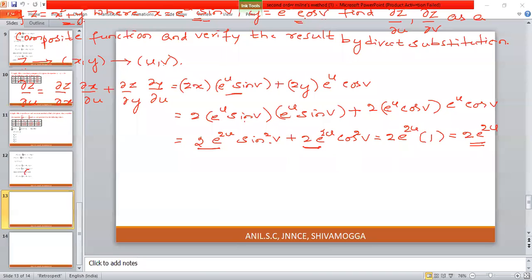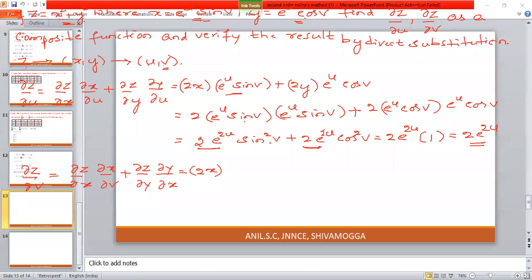Similarly, del z by del v with respect to this variable through x and y. What will be the expression? Del z by del x into del x by del v plus del z by del y into del y by del v. Substitute. Del z by del x: differentiate z partially with respect to x, treating y as constant. Therefore, derivative of y square is 0 and that of x square is 2x into del x by del v.